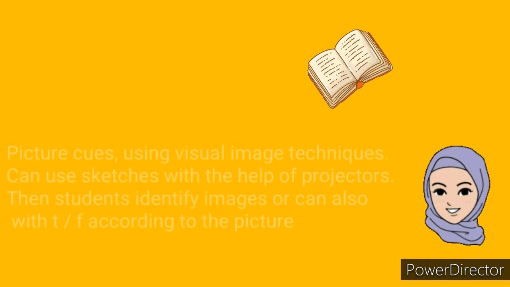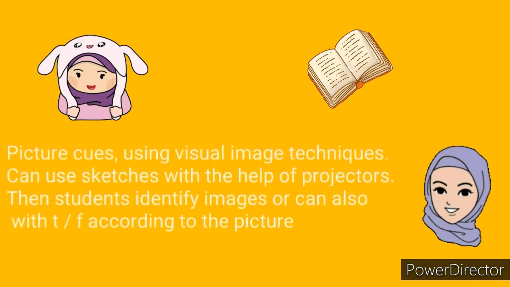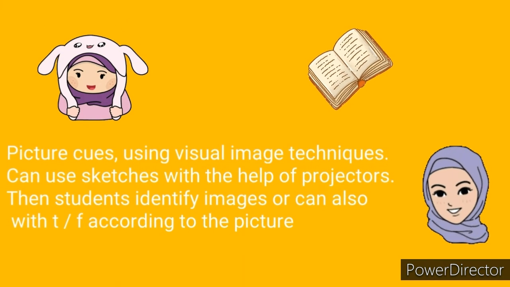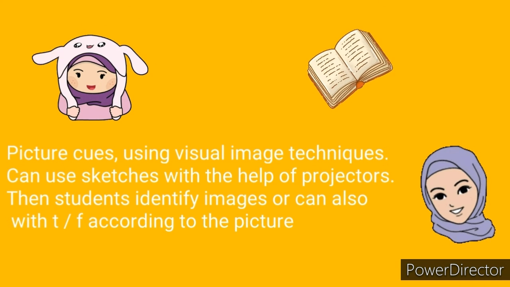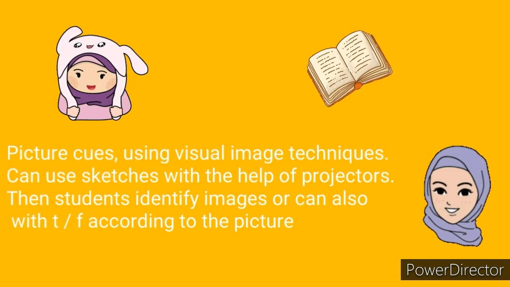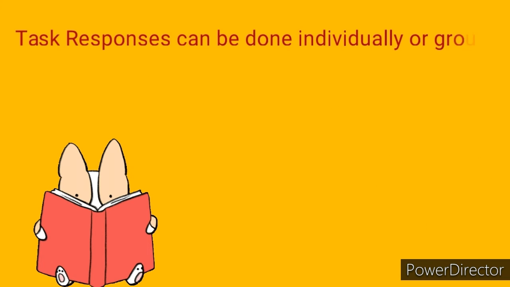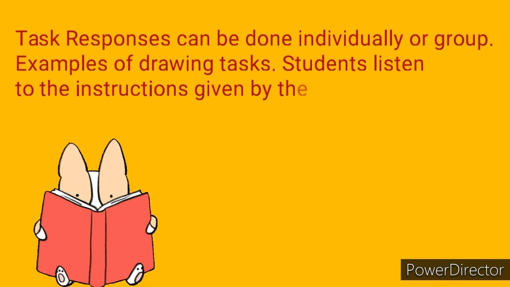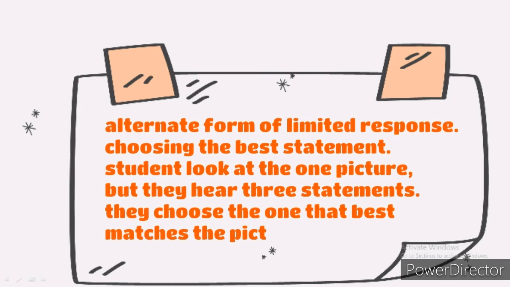And next is about picture cues. Using the visual image technique, we can use sketches with the help of projectors. Then students identify the image, or can also answer true or false according to the pictures. Next, task responses. Task responses can be done individually or in a group. For example, a drawing task: students listen to the instructions given by the teacher.